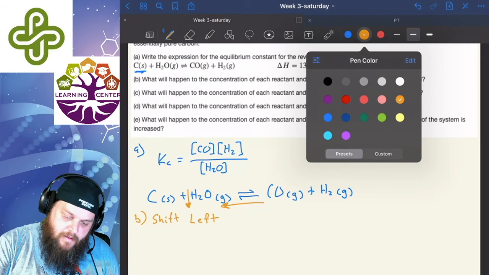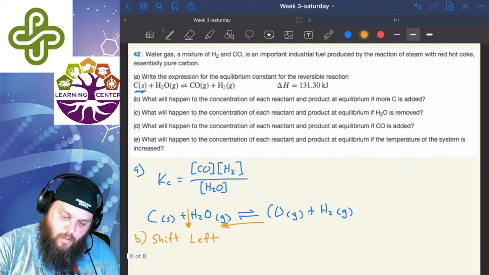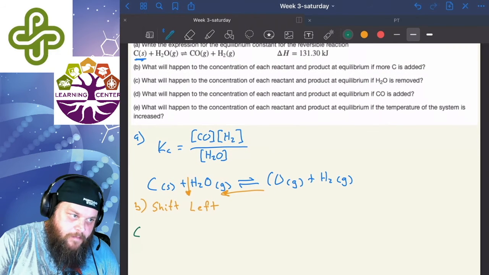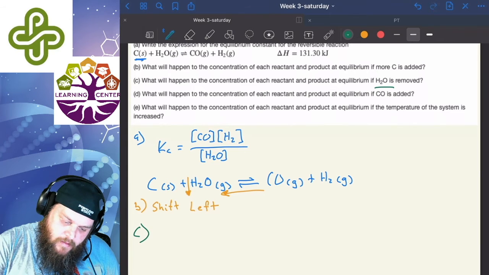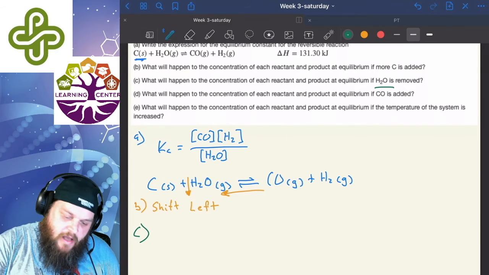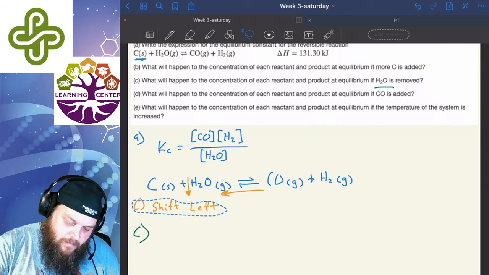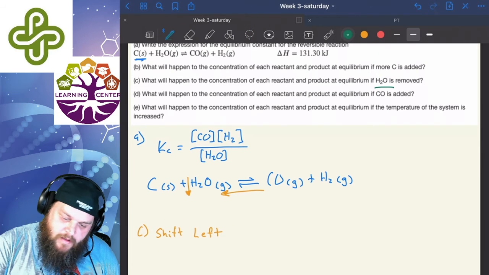For part C, what color did I use? Well, here, I screwed up. I did part C first. Oh no. So this is part C. I did C first. Let's go back and do part B. Okay. I'm going to blame the heat on that one.